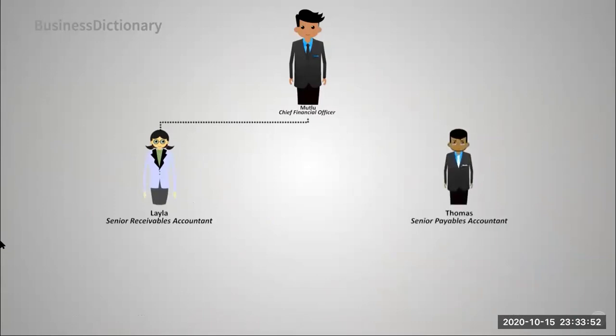Well, this is Thomas. He's Layla's peer, meaning that they are likely to receive comparable compensation, and they both report to Mutlu. Thomas's area is slightly different, though. Thomas handles accounts payable. That's the money that the company pays to its suppliers and service providers. He also happens to handle the company's taxes. Susan is a procurement specialist.